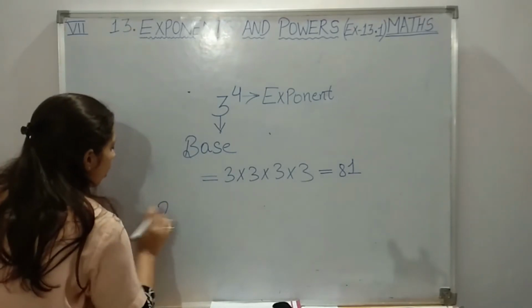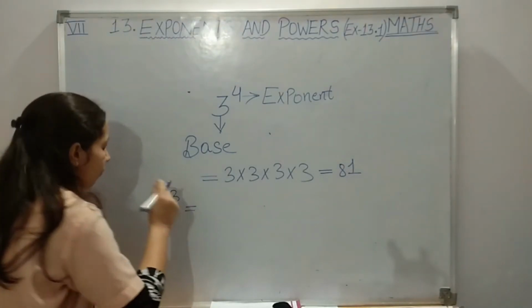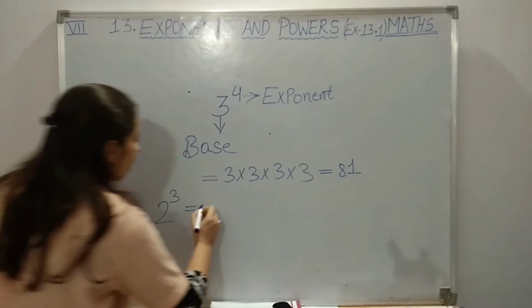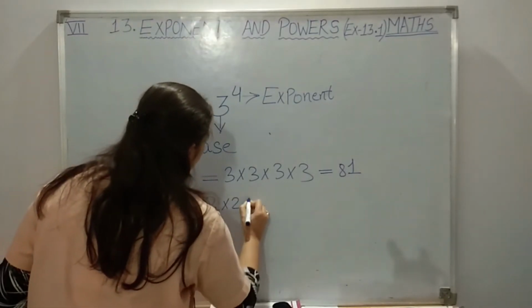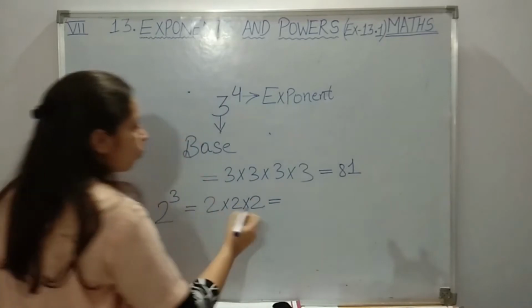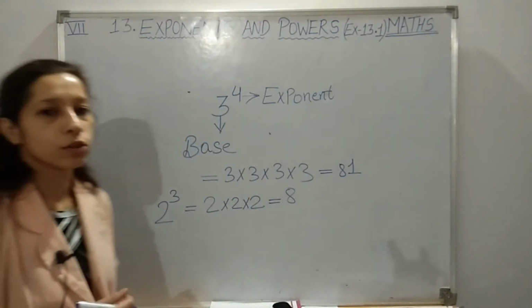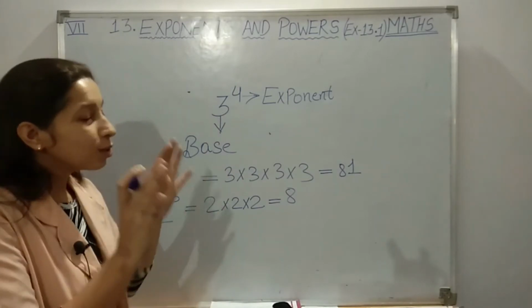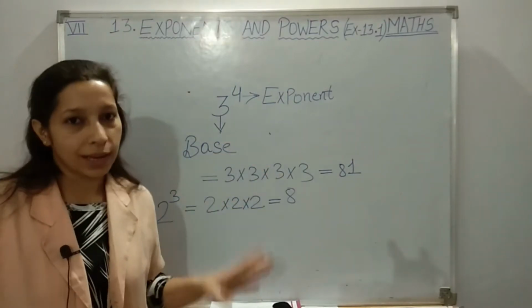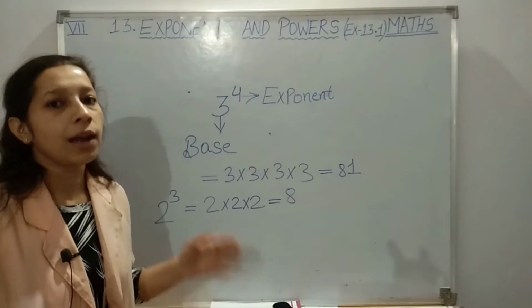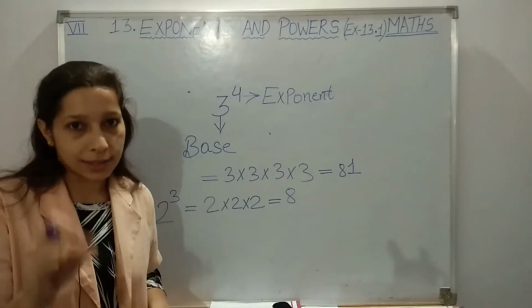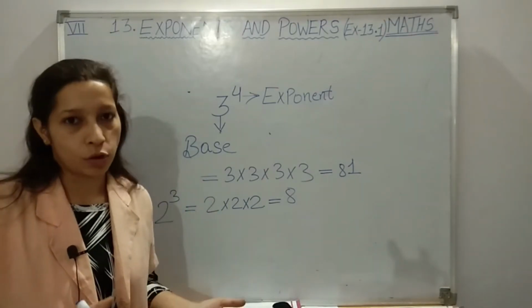Now what about 2 raised to the power 3? When I open it, it will become 2 into 2 into 2. So 2 2s are 4, 4 2s are 8. Here the value of 2 raised to the power 3 is equal to 8. Clear students? Exponents and powers is a very easy topic, a very easy chapter. But the main thing is you should understand it properly. Then only you will be able to solve the questions.